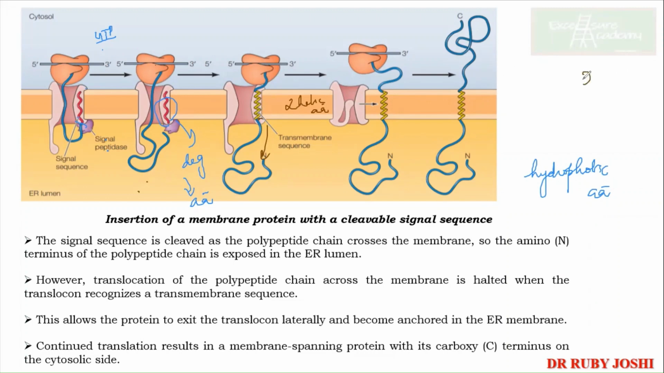So alpha helical structure is your secondary structure, right? It is a secondary structure, alpha helices and beta sheets, right? So in this case, it is the alpha helices. So it is forming alpha helices.